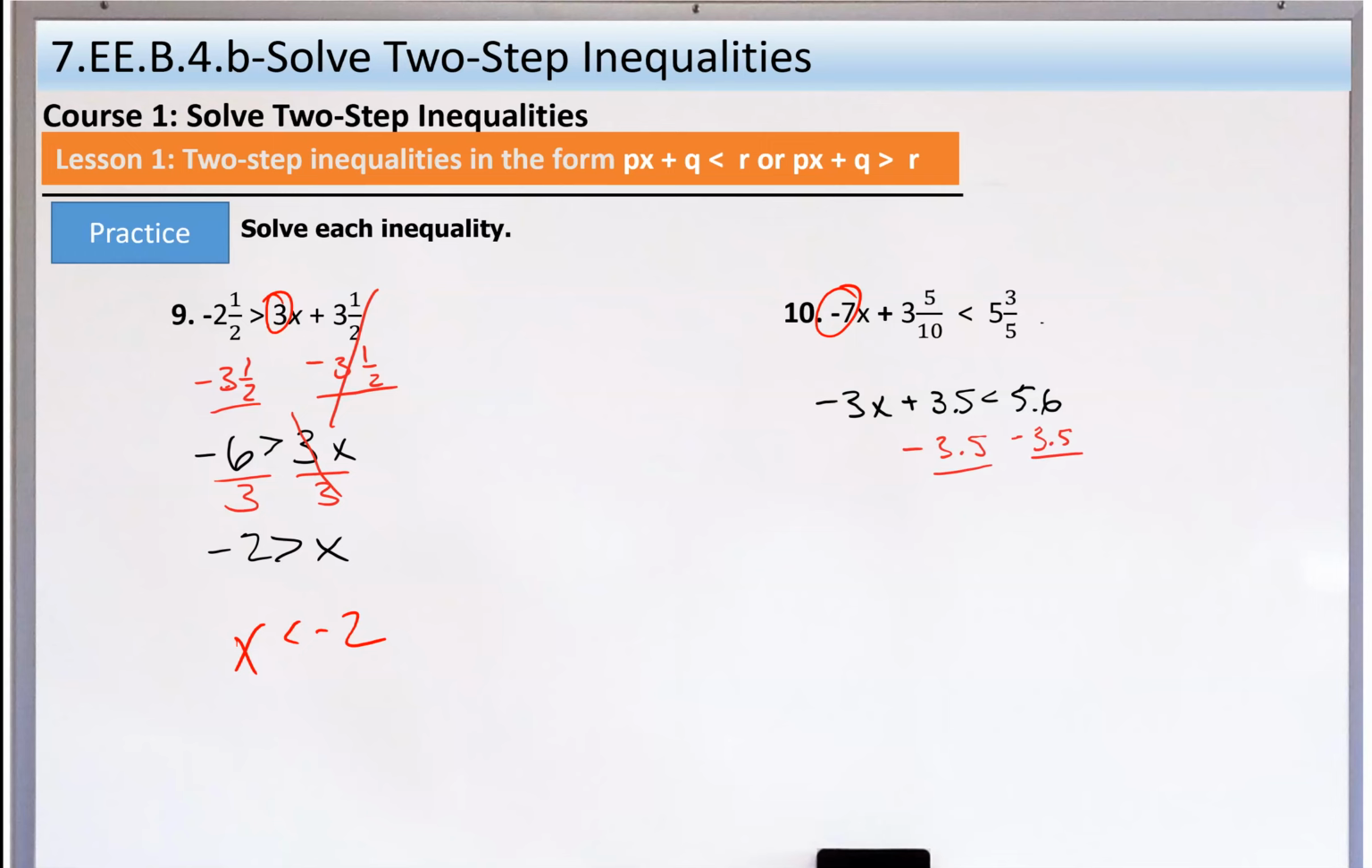Subtract 3 5/10 from both sides. Negative 3 times some number x is less than 2 1/10. That negative sign means I must switch my inequality sign. X is greater than negative 7/10.